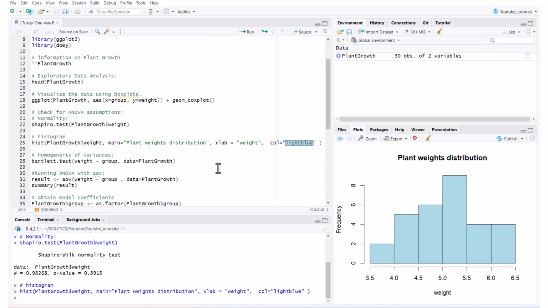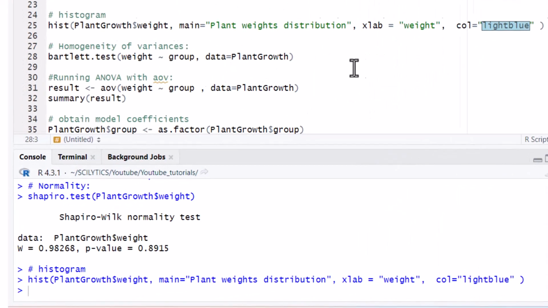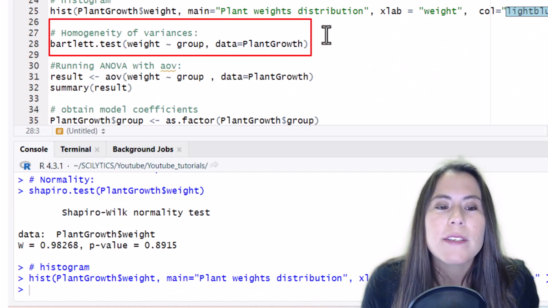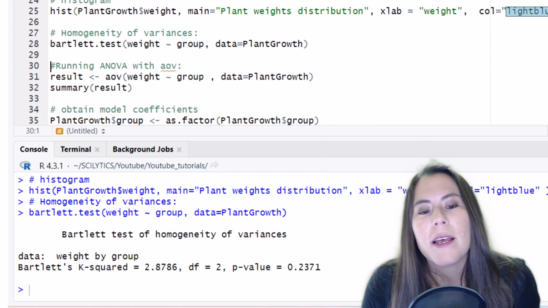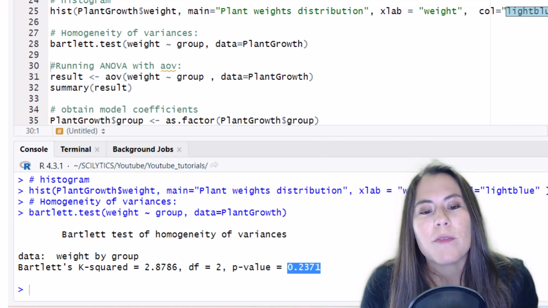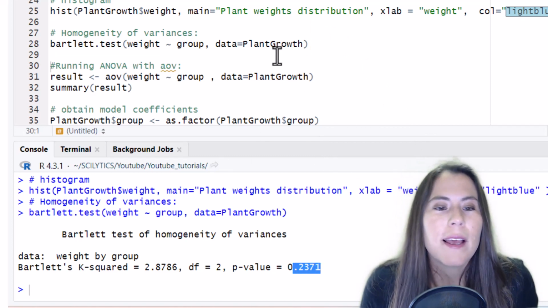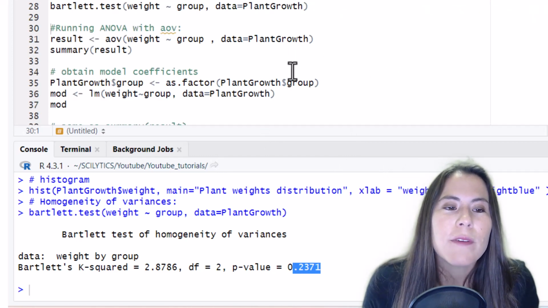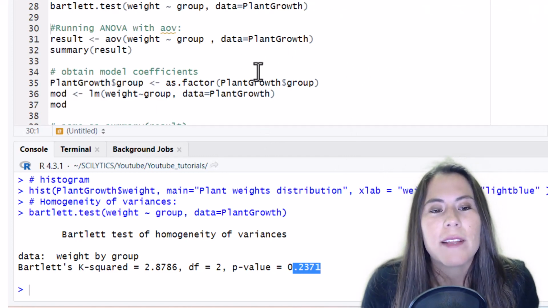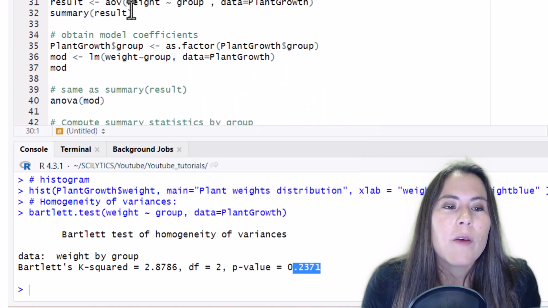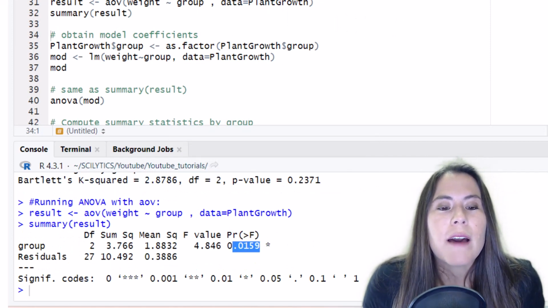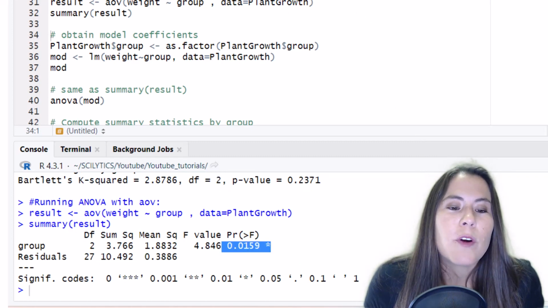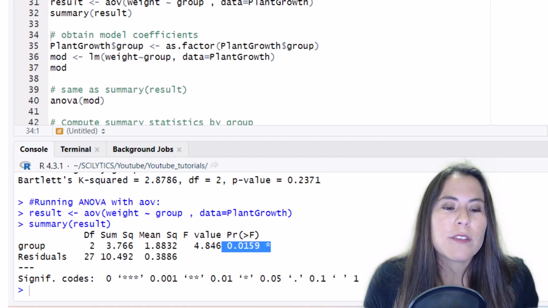Then we can use a formal test called the Bartlett test to check for equal variances between the groups. This is another assumption of the ANOVA. And we see that we have a p-value of 0.2371. That means that we have equal variances, so we're not violating any of the assumptions. When we run the ANOVA, we see that we have a p-value that's less than 0.05. 0.05 is the threshold we're using.